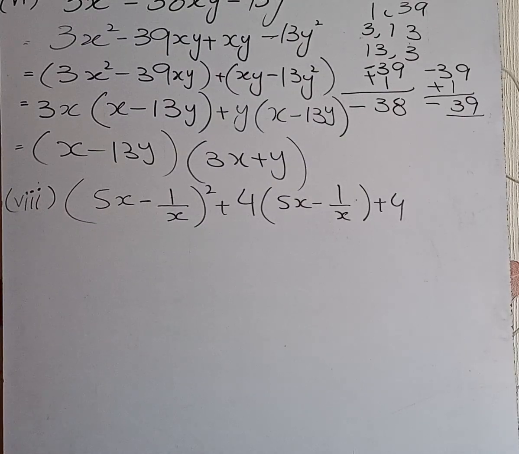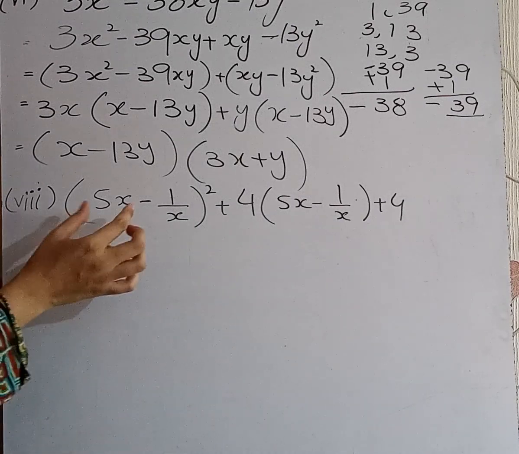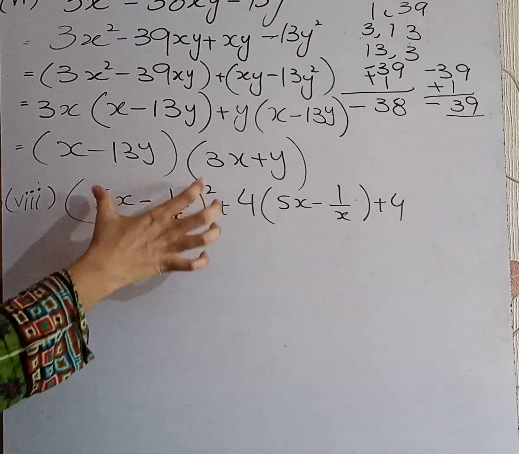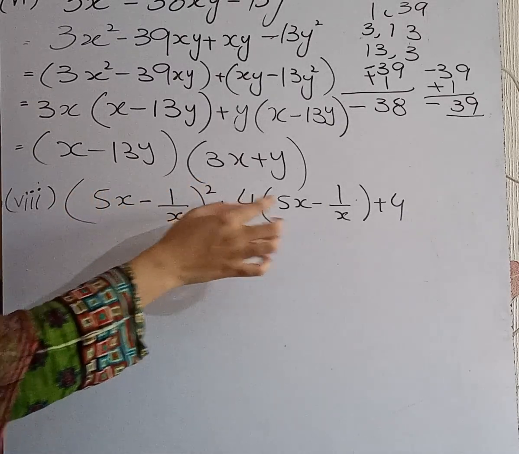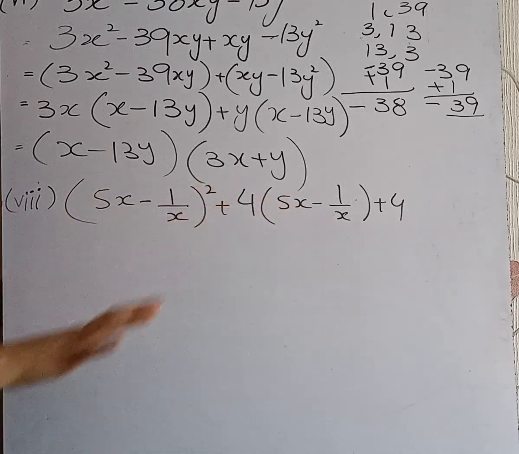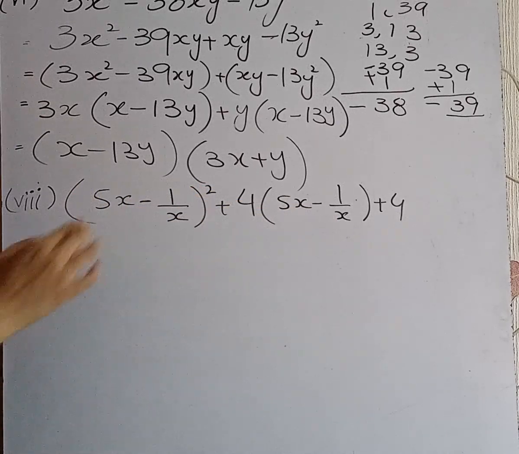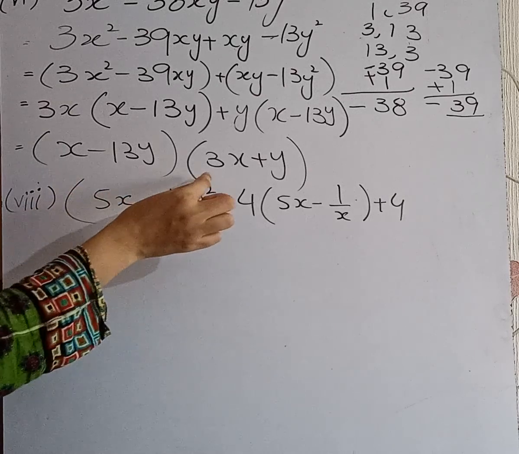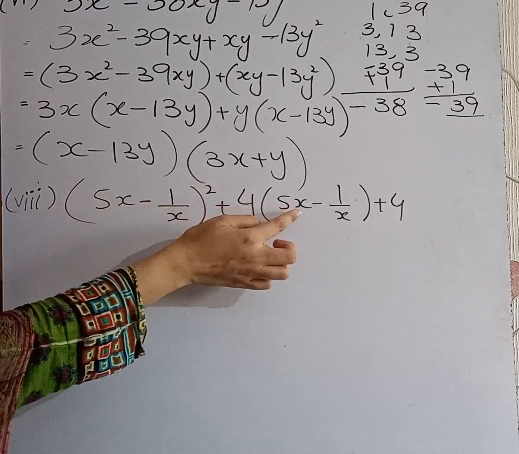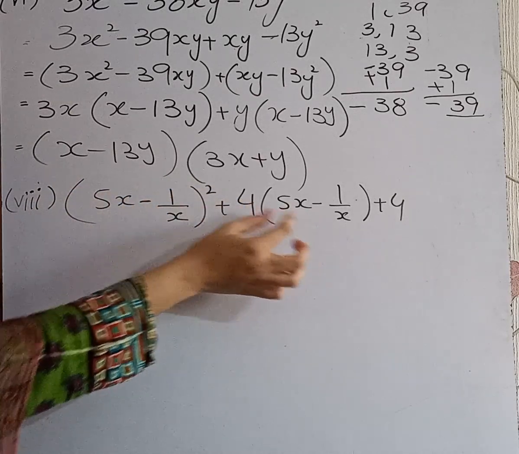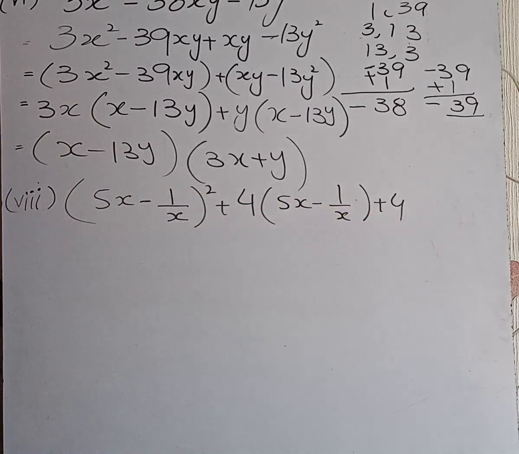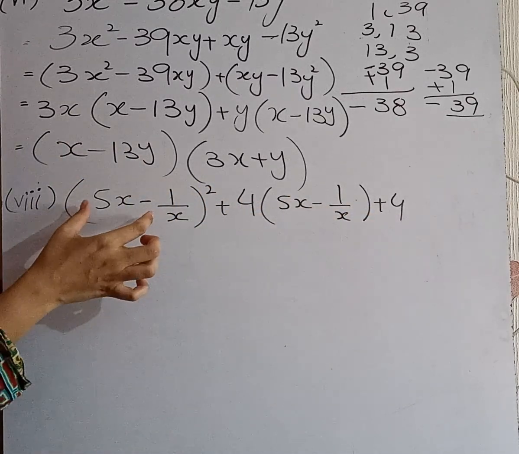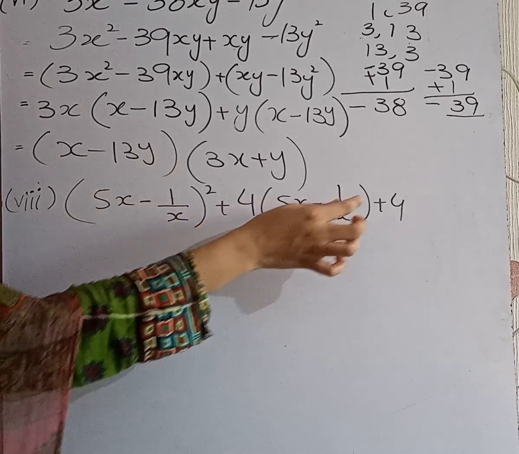Okay guys, here the last part is a bit tricky but not difficult, so don't be confused over here. So this is first (5x minus 1 over x) whole squared plus 4 into (5x minus 1 over x) plus 4. If you consider this whole expression to be x, then it becomes x square plus 4x plus 4. So this expression can be x square plus 4x plus 4.